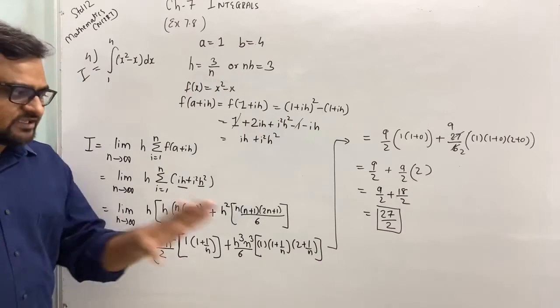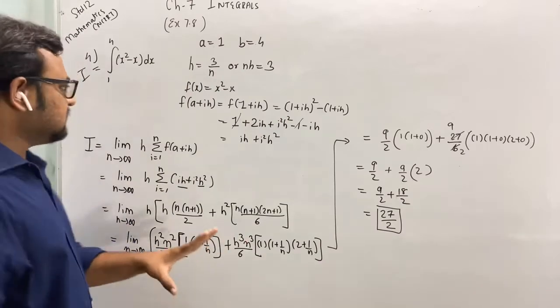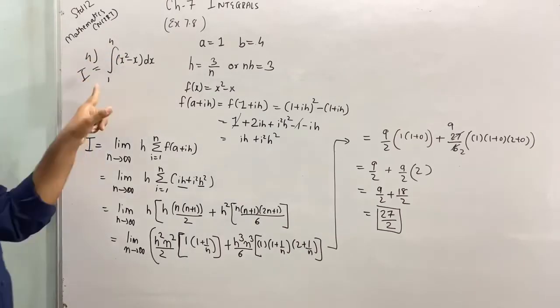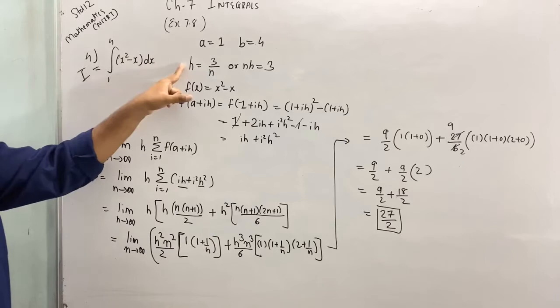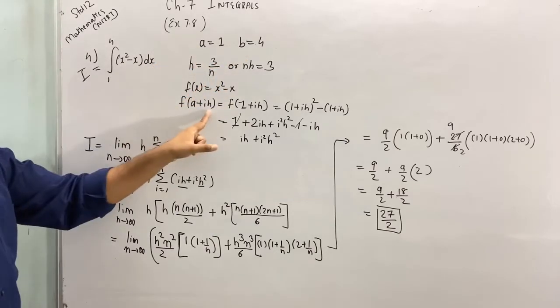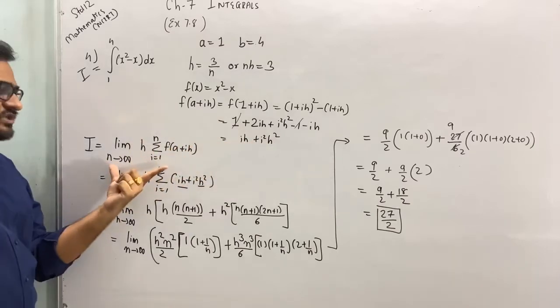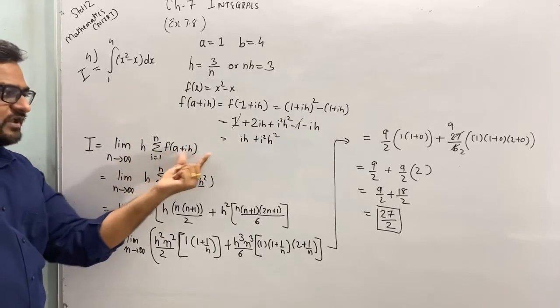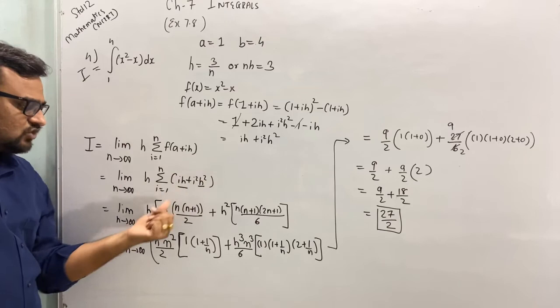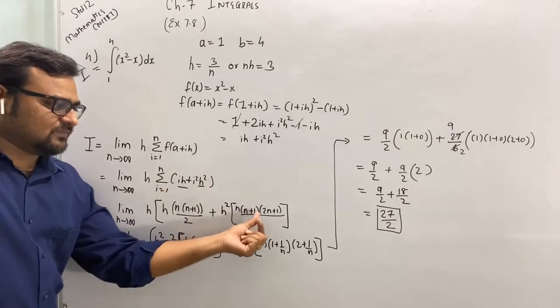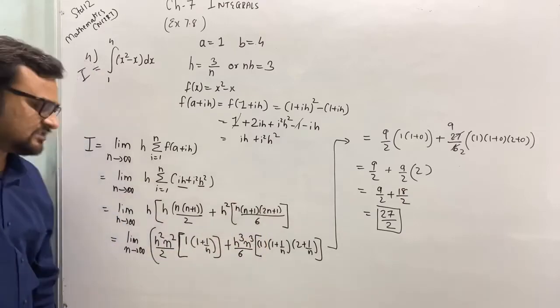Clear? See, I'm repeating the whole sum once again. It's integral 1 to 4 of x square minus x. a is 1, b is 4, h is b minus a by n, f of a plus ih is ih plus i square h square. So now using this formula, f of a plus ih is this, h constant, summation of i is n into n plus 1 by 2, h square constant, n into n plus 1 into 2n plus 1 by 6.